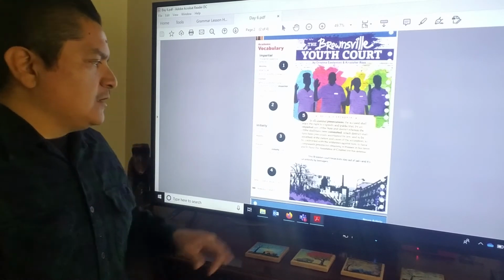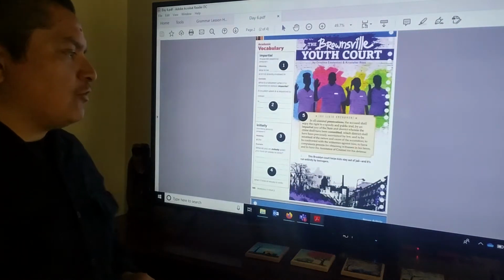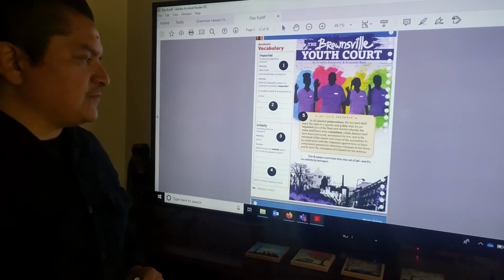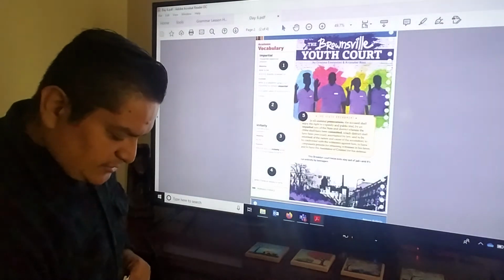Okay, so it starts off by saying this Brooklyn court helps kids stay out of jail, and it's run entirely by teenagers. Interesting.